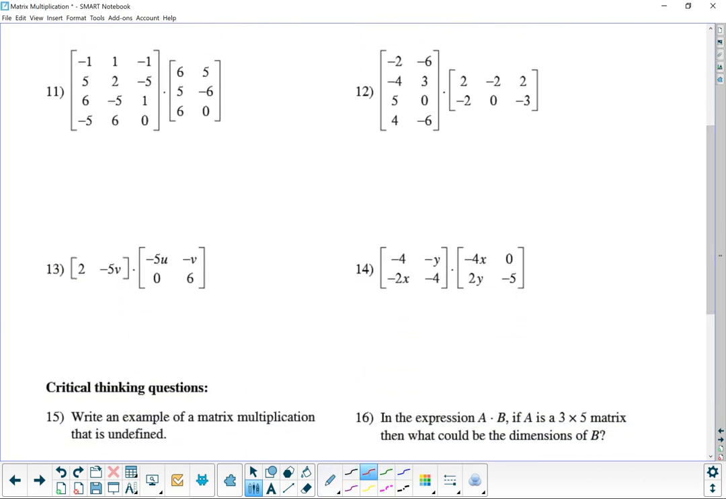Number 11. Let's look. This is a 4 by 3. And this is a 3 by 2. So your answer is going to end up being a 4 by 2. And you can do the math because the inside dimensions give you 3 and 3. So it's going to be a 4 by 2 when you're done.